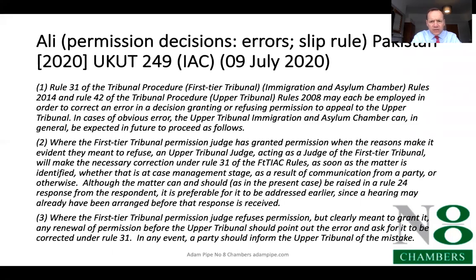So let's get going. The first one is the case of Ali and is in relation to errors in permission to appeal decisions by the tribunal and the use of the slip rules. So this applies both to Rule 31 of the First-tier Tribunal rules and Rule 42 of the Upper Tribunal procedure rules. The facts of this case, it concerns a student.